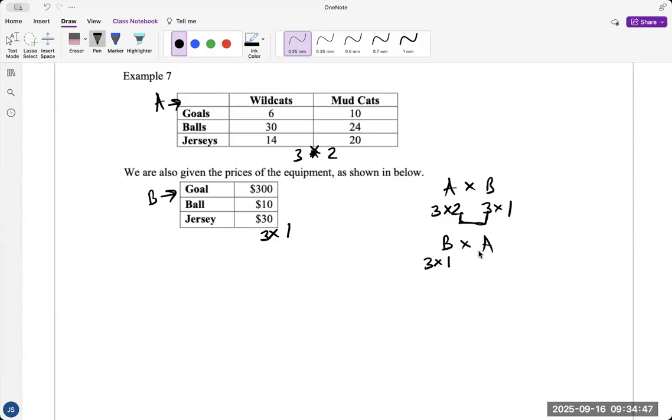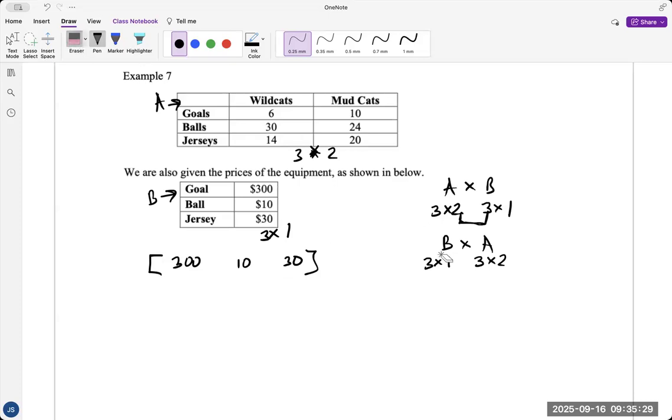And A, which is 3 times 2, the inner does not match either. Oh, I think we can rewrite it, because it's like a word problem. Just because this is in a pretty vertical graph does not mean we have to keep this information in a vertical line. So we could switch this and make this into a horizontal matrix. I'm going to choose this one, and I'm going to rewrite this as 300, 10, 30.